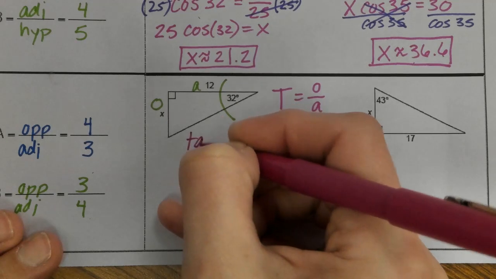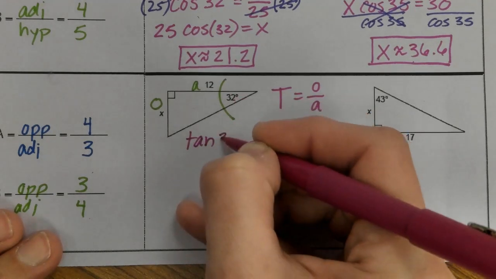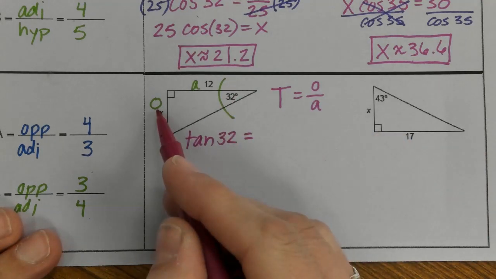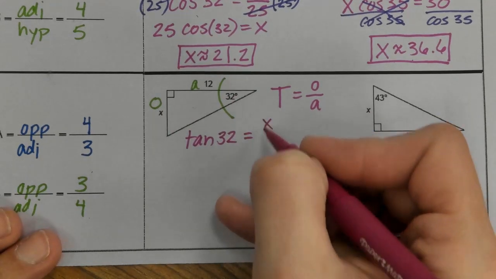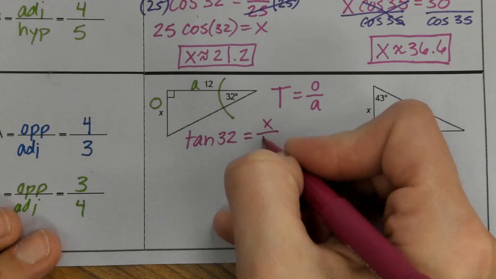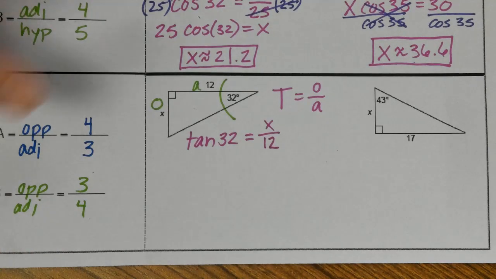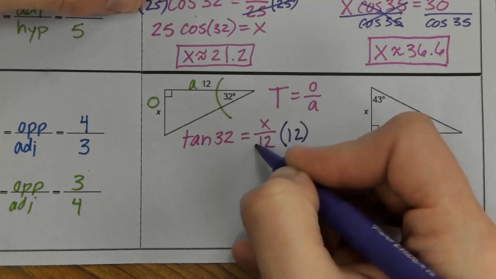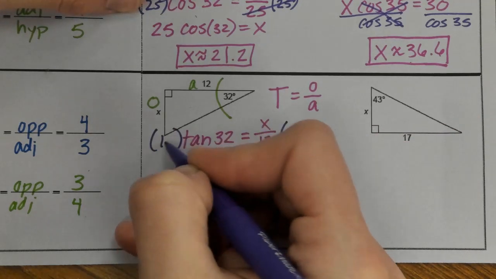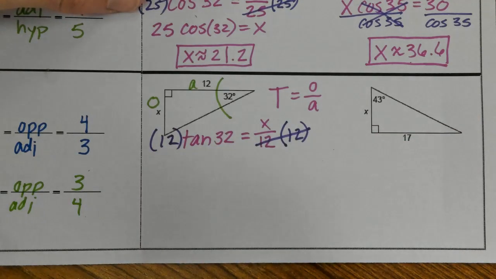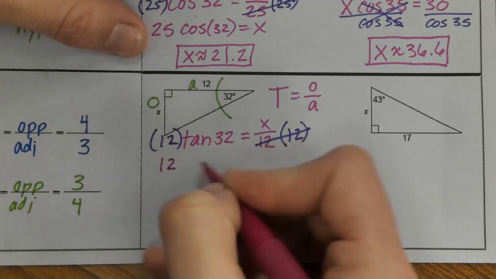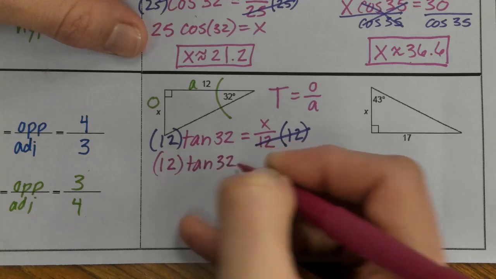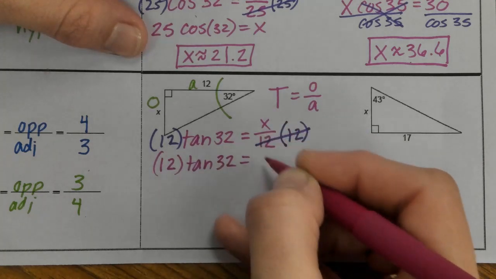So here I have tangent of whatever's in my angle, 32, whatever's my reference angle, is equal to O opposite, X, over A adjacent, 12. Multiply by whatever's on the denominator. So those cancel on both sides. What you do to one, you do to the other. Learned that probably in 6th or 7th grade. So we have 12 times the tangent of 32 is equal to, all that's left over here is the x.